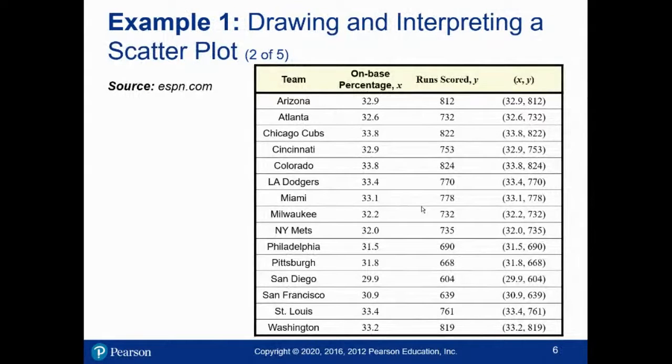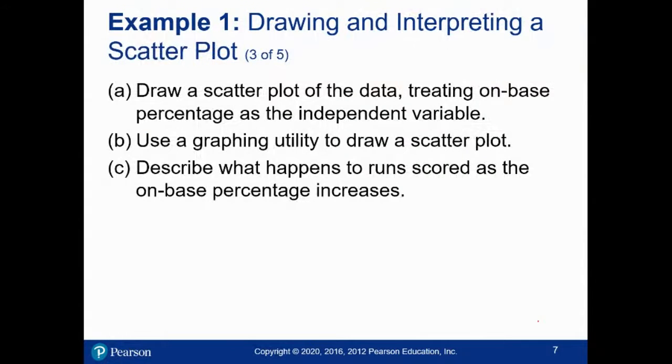So here's a big old chart of data of on-base percentages and runs scored, and we're just making a scatter plot. We're going to make a scatter plot using on-base percentage as X and runs scored as Y. So if I have 32.9% on base and 812 runs scored, I make this point, 32.9, 812. And now we've got a whole bunch of data for a whole bunch of teams. Okay, so can we draw a scatter plot and sort of describe what's happening based on looking at it?